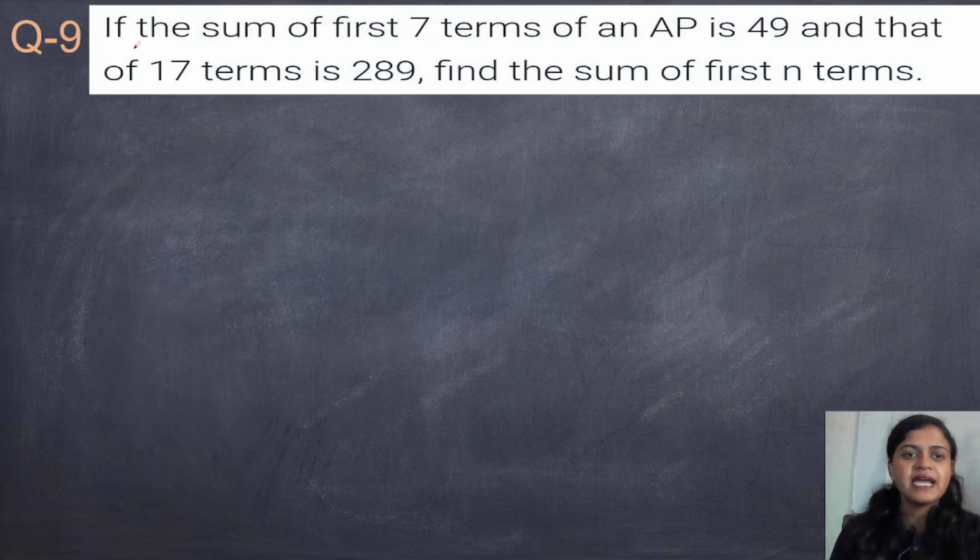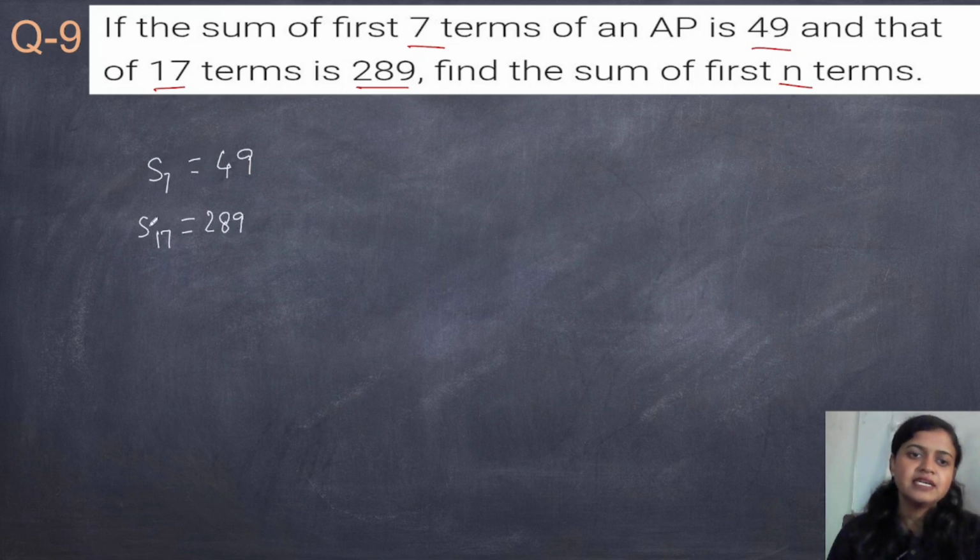Question number 9 says that if the sum of the first 7 terms of an AP is 49, and that of 17 terms is 289, find the sum of first n terms. So S7 is given, S7 is 49, and that of 17 means S17 is given as 289. Now we have to find the sum of first n terms, that is Sn.